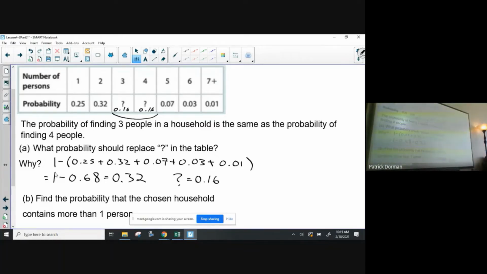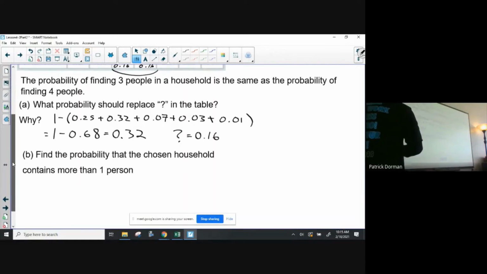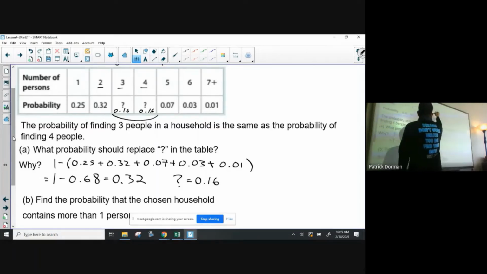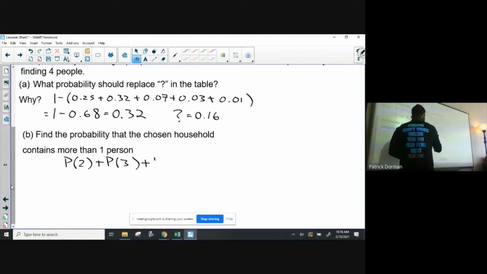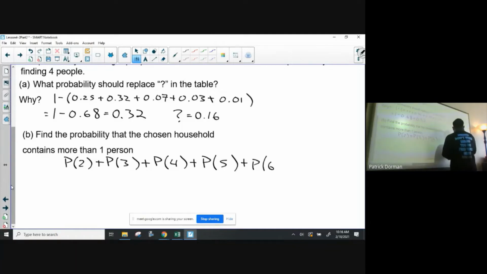Let's also look at the probability that a chosen household contains more than 1 person. So what does that mean? That means that it could be 2 or 3 or 4 or 5 or 6 or 7 plus, right? So I'm going to write that down. It's the same thing. So this could be the probability of 2 plus the probability of 3, plus the probability that there are 4, plus the probability there are 5, plus the probability there are 6, plus the probability that there are 7 plus members in the household.